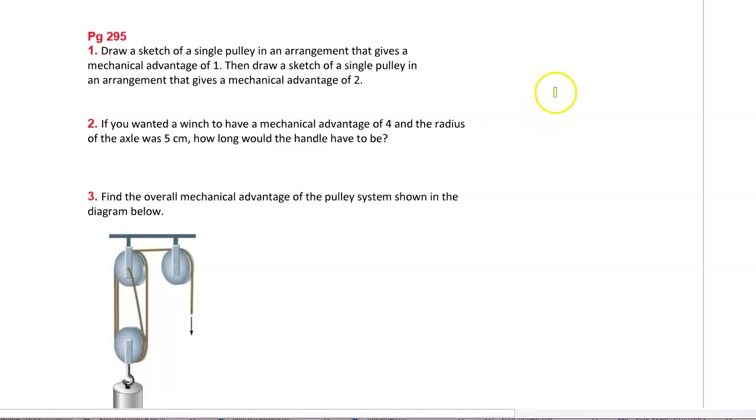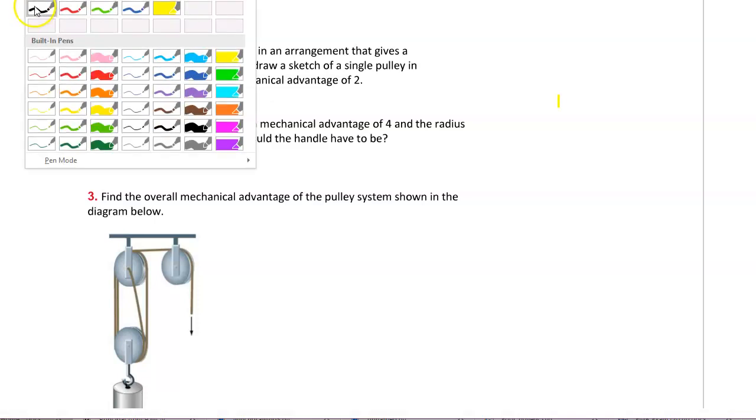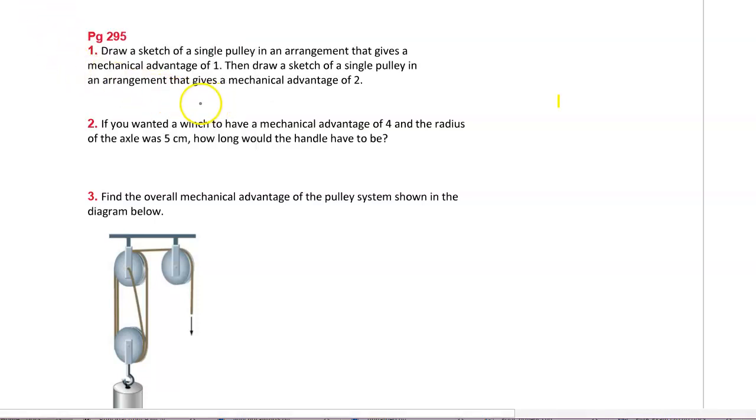Hello everyone, just want to take a look at some of these questions here from the M2 homework. First of all, sketching a pulley arrangement that gives a mechanical advantage of 1. Well, this really only should have one rope other than the one pulling it. This will be a mechanical advantage of 1.